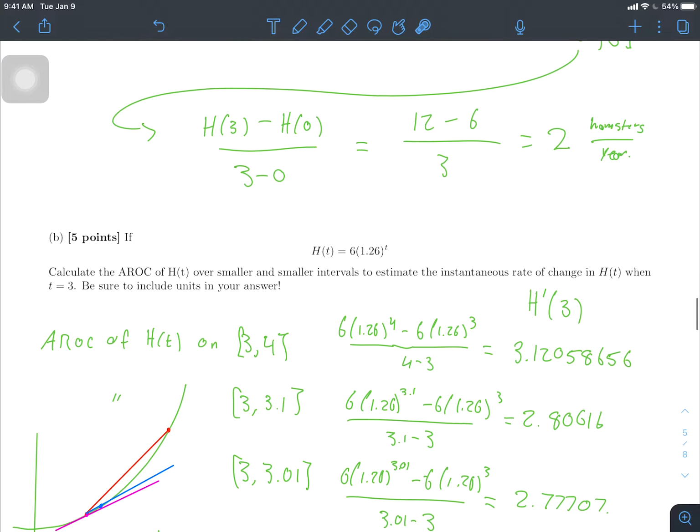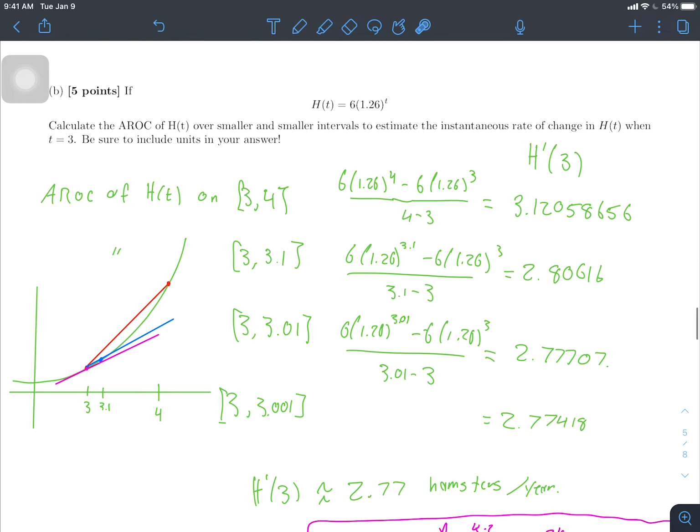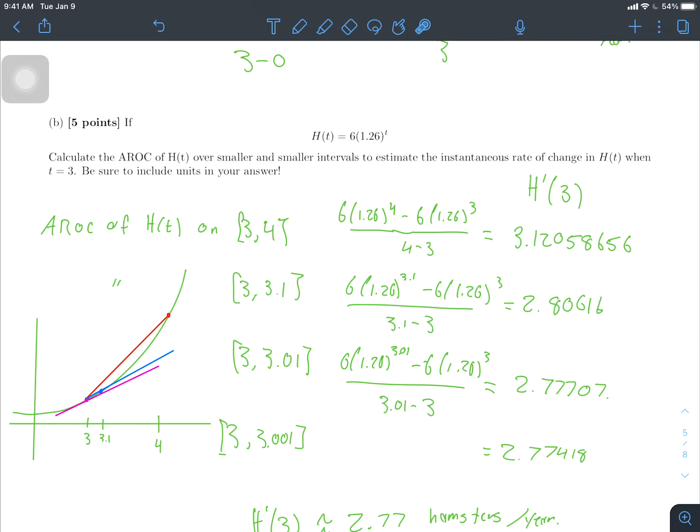All right, so the next part says that actually it is an exponential function. So we're supposed to calculate the average rate of change of h of t over smaller and smaller intervals in order to estimate the instantaneous rate of change. What I did was the average rate of change on the interval from 3 to 4, then on the interval from 3 to 3.1, then 3 to 3.01, and finally 3 to 3.001.